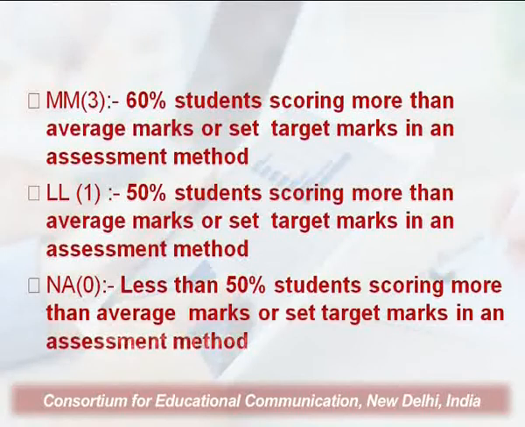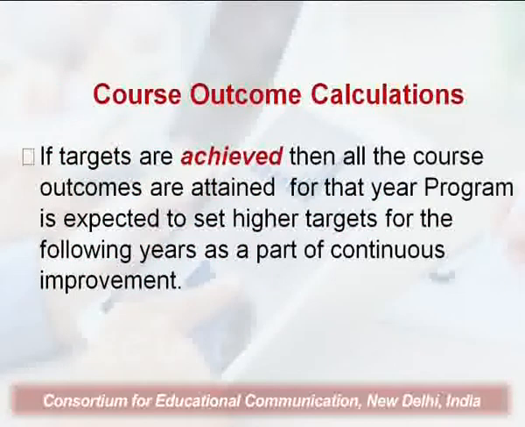When it is LL, which is 1, it is 50% of the students scoring more than average marks or the set target in an assessment year. And NA is no attainment at all, when it is 0. And when do we call it 0? When less than 50% of the students score more than the average marks or the set target marks in an assessment year. Now there are some very important course outcome calculations.